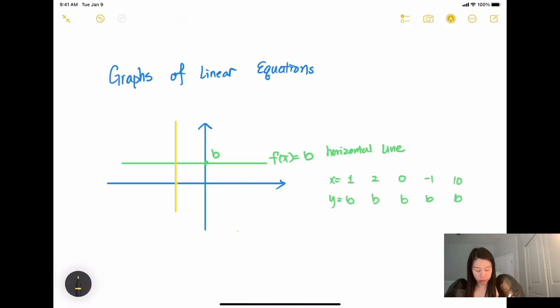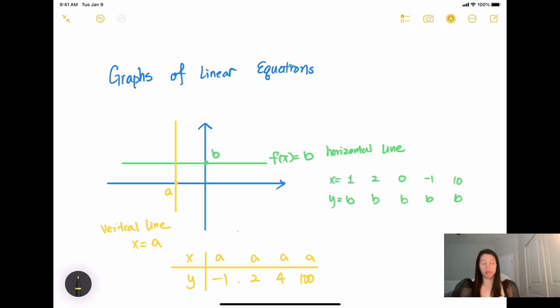The vertical one, let's say this is point a. So a vertical line is in the form of x equals a. That means when y equals -1, 2, 4, 100, x always equals a. So these are the vertical line and the horizontal line.